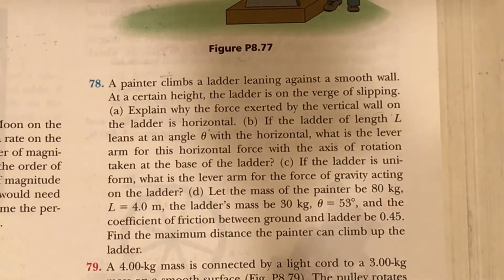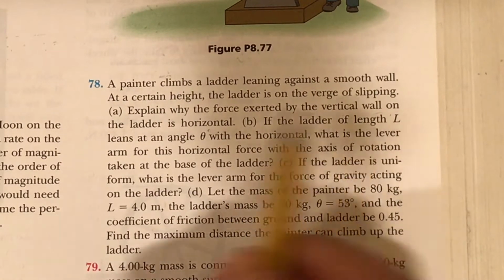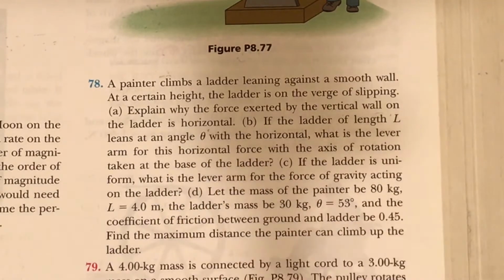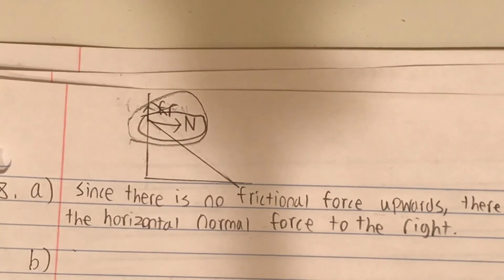But A wants us to know what is the force exerted by the vertical wall on the ladder. Why is it horizontal? It's actually pretty simple. It's because they tell us it's a smooth wall, so there's no friction.